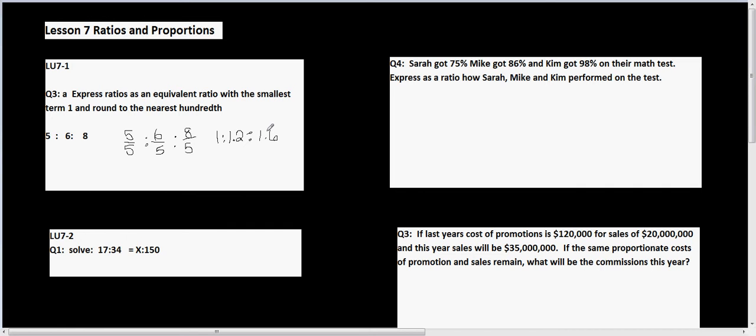Okay, let's move on to solving for some unknowns. If we take a look at these two relationships, we have 17 is to 34 as some unknown is to 150. So how do we solve for the x? Well, we start by putting these into fractional form. So 17 is to 34 as x is to 150.